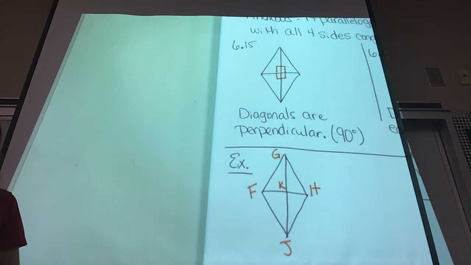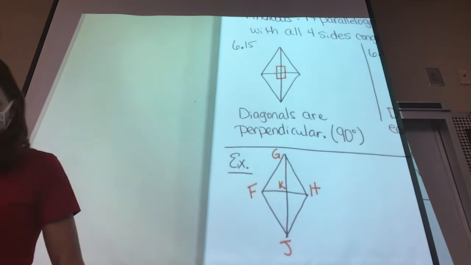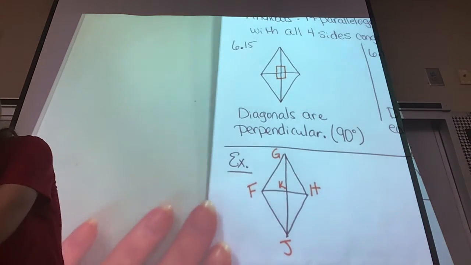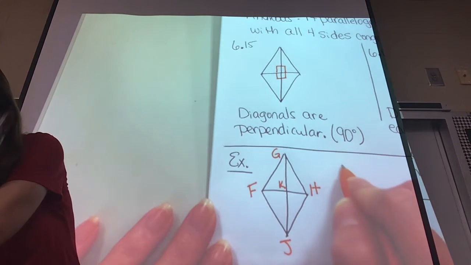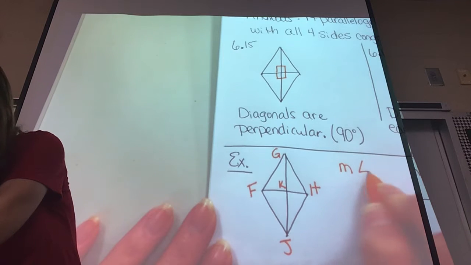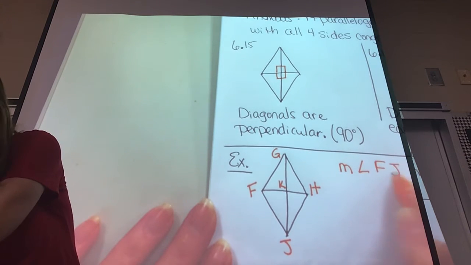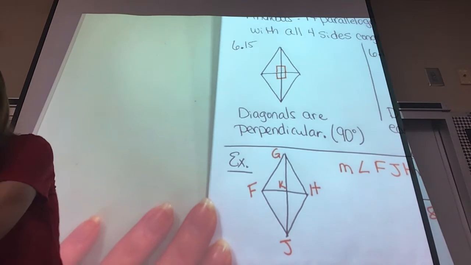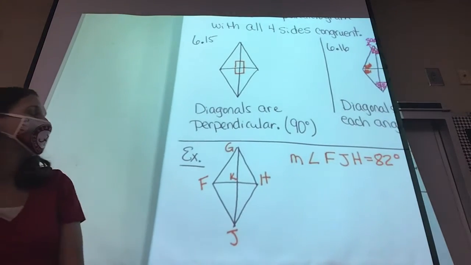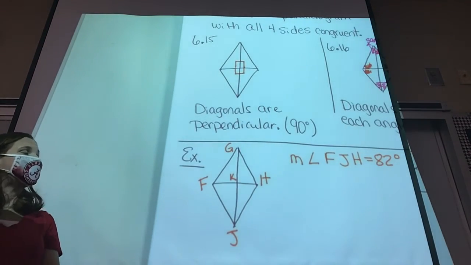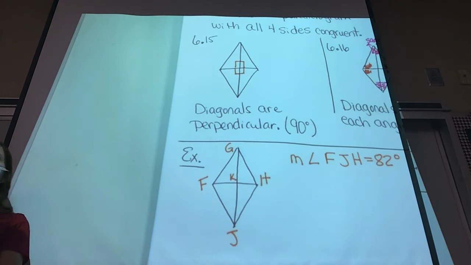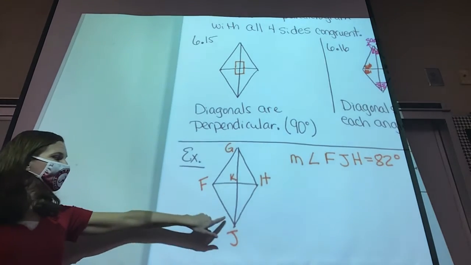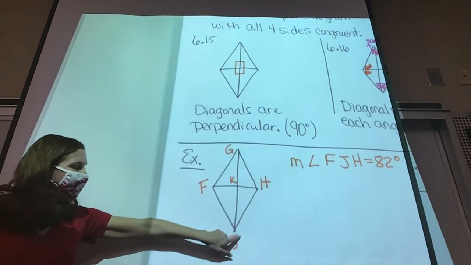Now, what I do know out of this is that the measure of angle FJH is 82 degrees. So if I know the measure of angle FJH is 82 degrees, first of all, where is that? That's at the very bottom. FJH, so that's telling me it's this angle down here.